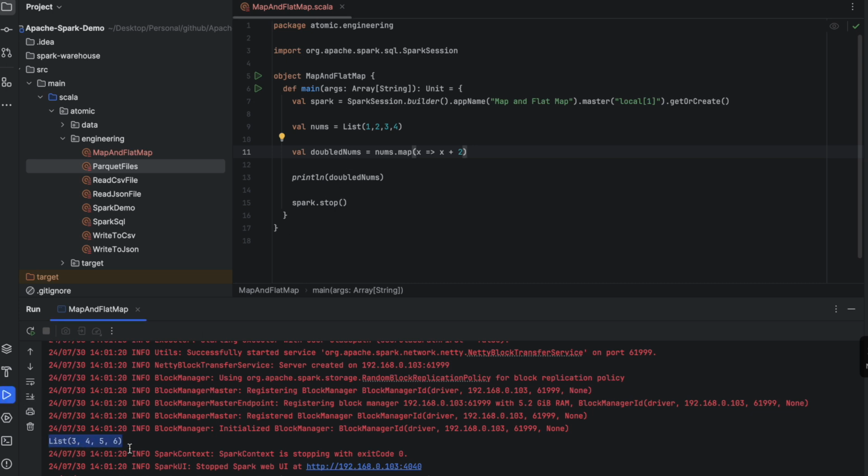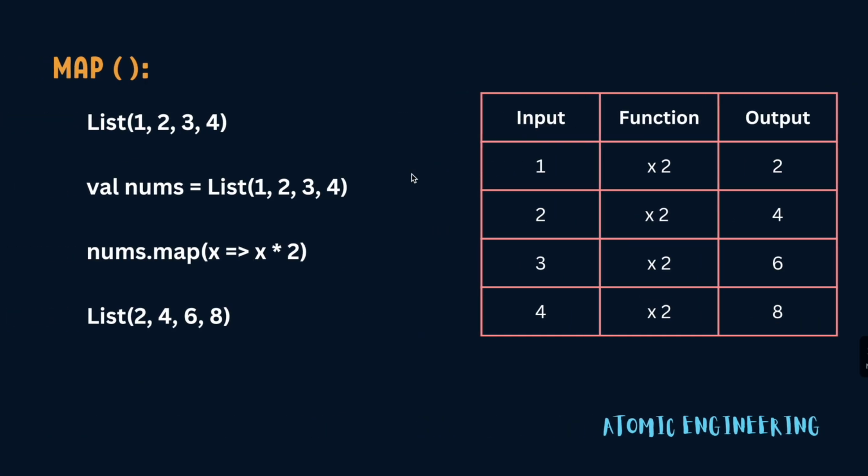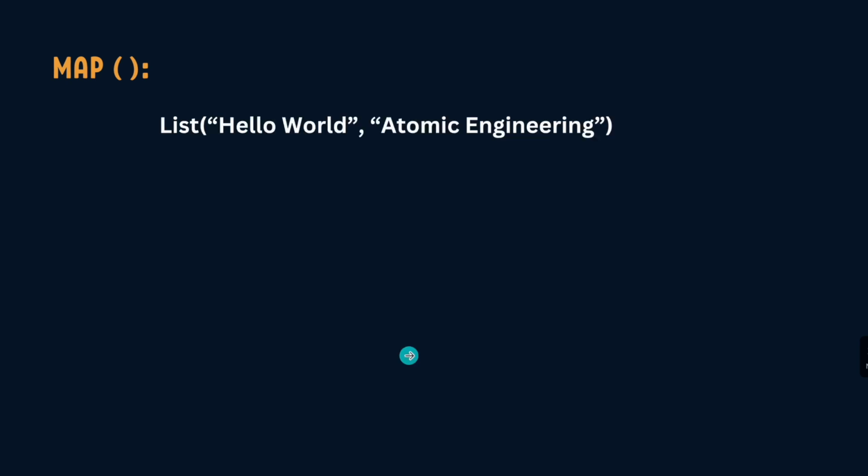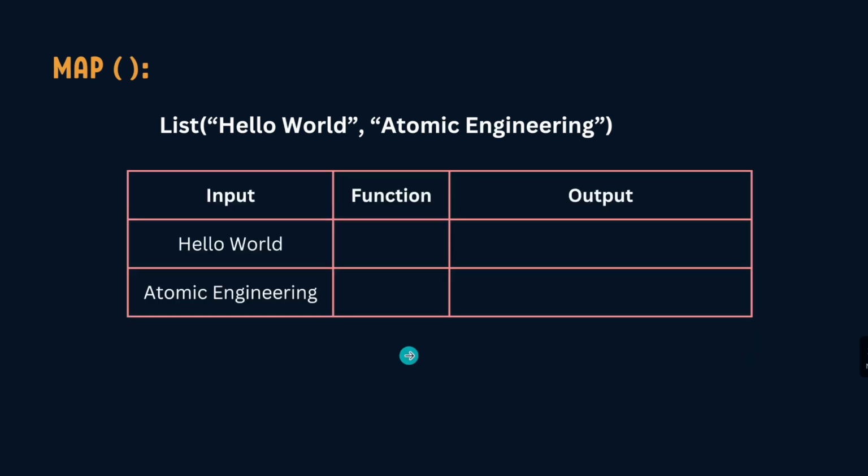So to understand map more clearly, I have one more example. Let's say that we are having a list now with two sentences. The first sentence is "hello world" and the second sentence is "atomic engineering". Let's put this in a table to understand clearly again. Now I have put this input in a table. So we have two elements in the list, "hello world" and "atomic engineering".